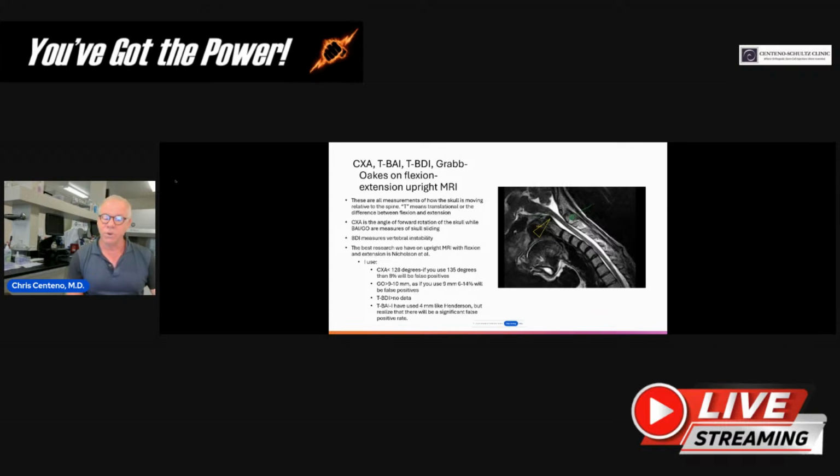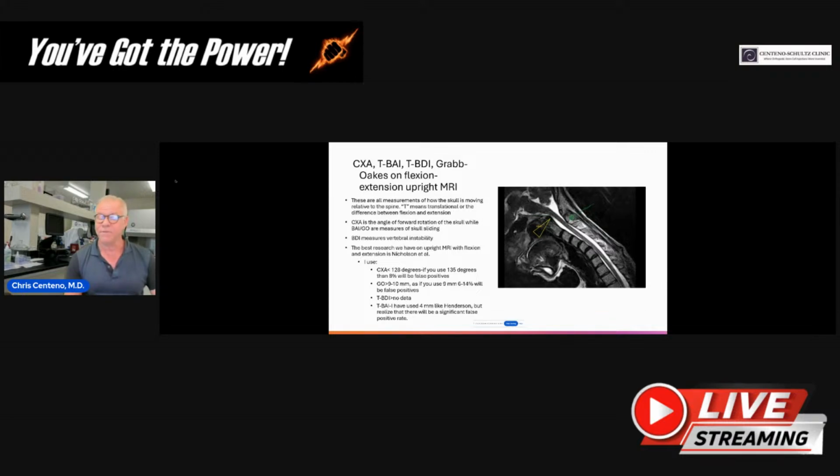So long story short, for CXA, a lot of folks will use less than 135 degrees. The problem is if you use that based on Nicholson et al., about 1 in 10 patients is going to be classified as having a problem who doesn't have a problem, who just has a normal measurement. So I use the stricter interpretation of less than 128 degrees, based on looking at the data from that paper, as being positive for CXA.